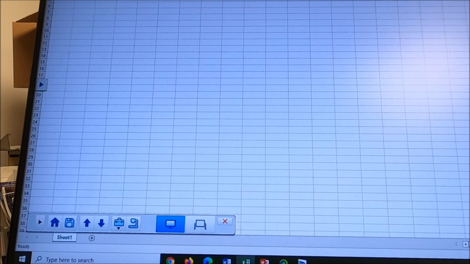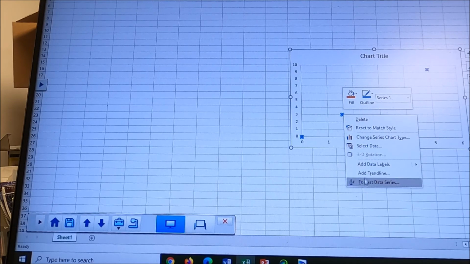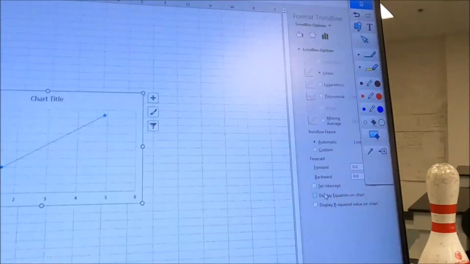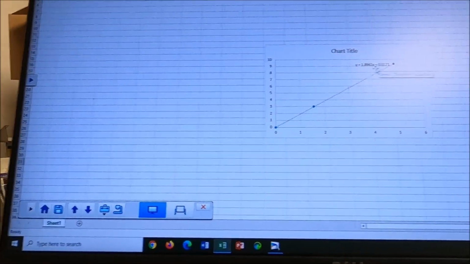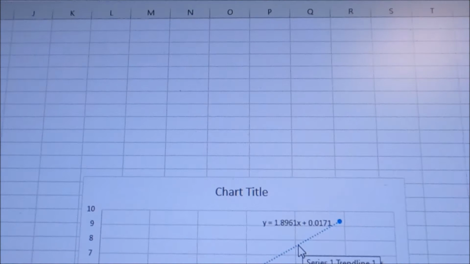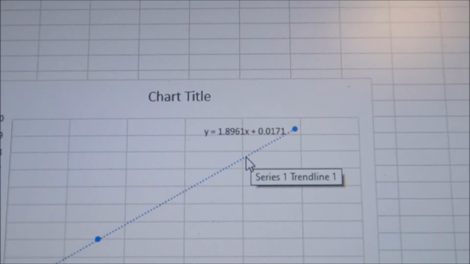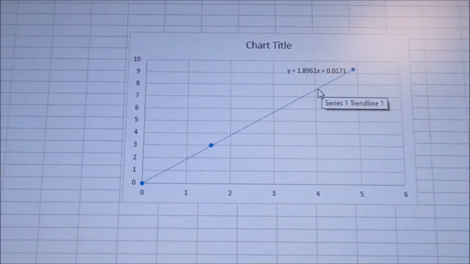So I'm going to highlight those data points and come up here to where it says insert, and I'm going to do a scatter with just the dots. Okay, there are 3 points. Right click on one of the points, go down here to where it says add trend line. Okay. Over here, when this display comes up, have it display the equation. And the equation there is what you need. Now, write that equation down on your sheet.